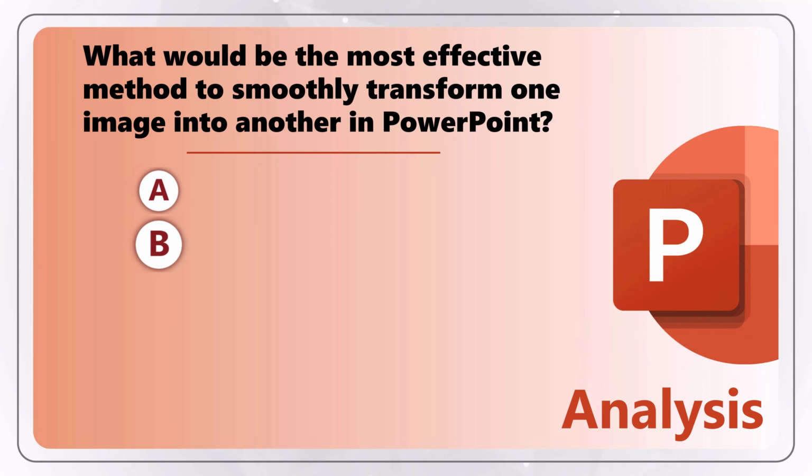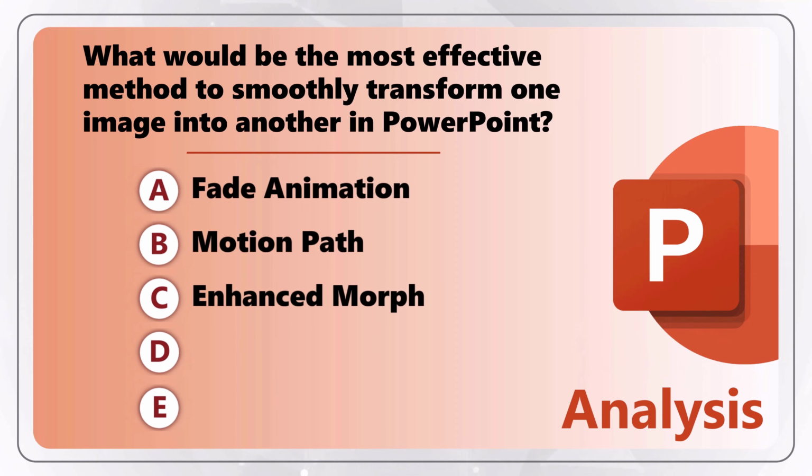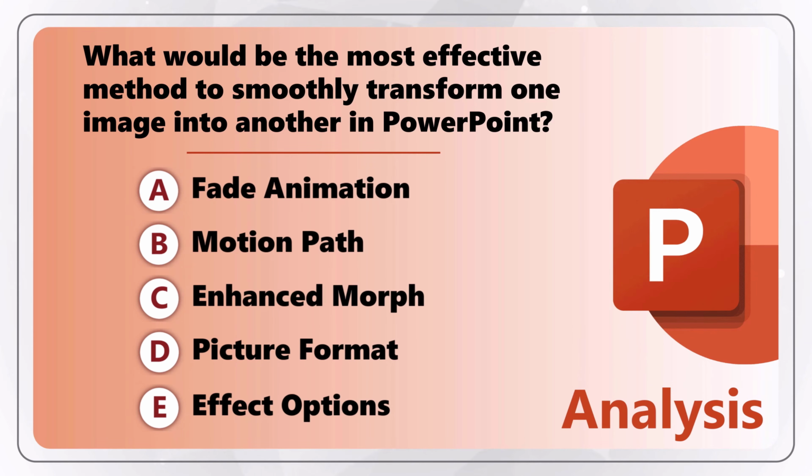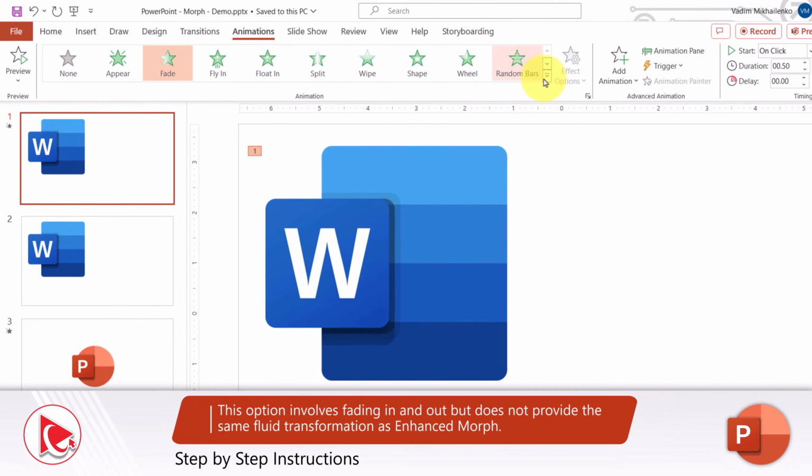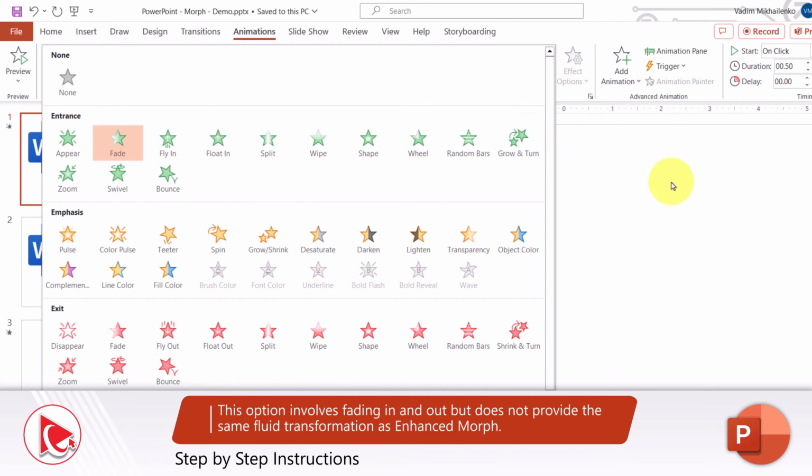To get to the correct answer, let's look at different options presented in this question to determine why they might be incorrect. Let's start with choice A, fade animation. This option involves fading in and out, but it does not provide the same fluid transformation we're looking for.